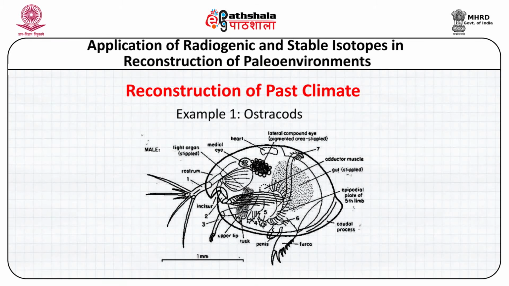We mostly use ostracods for stable isotope studies because the ostracod valves are quite easy to separate. They have a low Mg calcite mineralogy. They are abundant in marine and non-marine sediments. Ostracod shells reflect characteristics of the water in which they grow, and ostracods molt several times during their lifespan, and that helps in paleoenvironmental reconstruction.